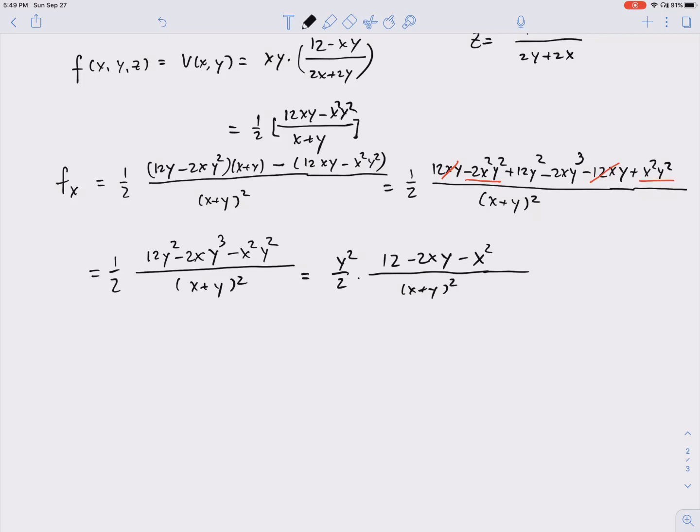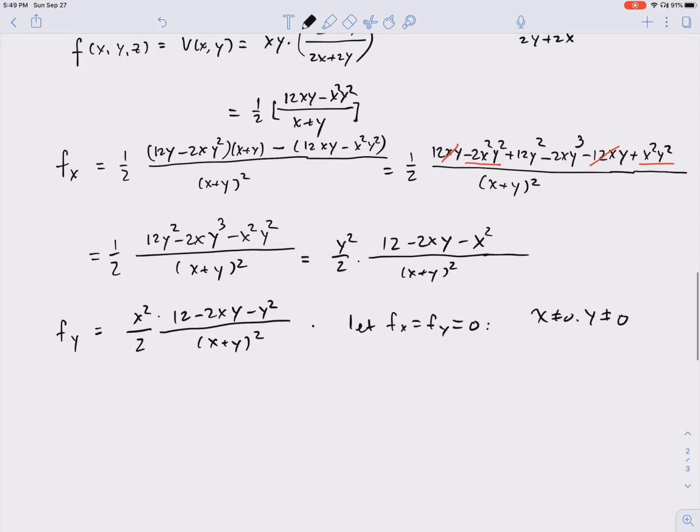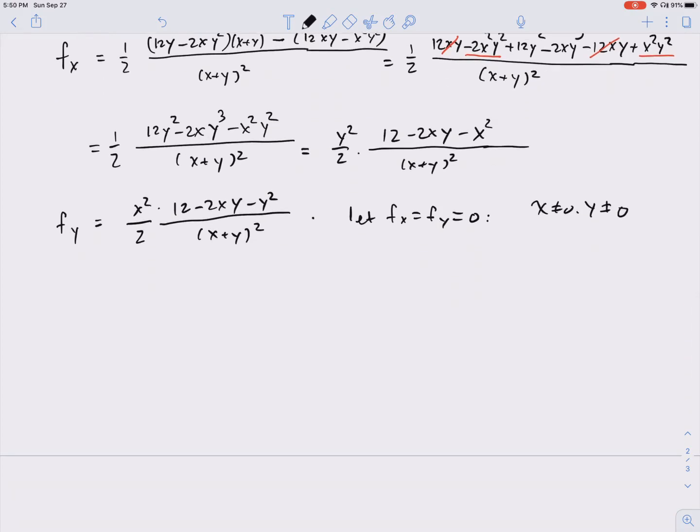And by symmetry, we can confidently write down, because x and y, they are completely symmetric, we have x squared over 2 times x plus y squared, and then here we're going to have 12 minus 2xy and minus y squared. And then we let fx, fy equal to 0. We know x cannot be 0 and y cannot be 0. So we have denominator x plus y, they must be positive as well. So in fact, we know x bigger than 0, y bigger than 0, right?